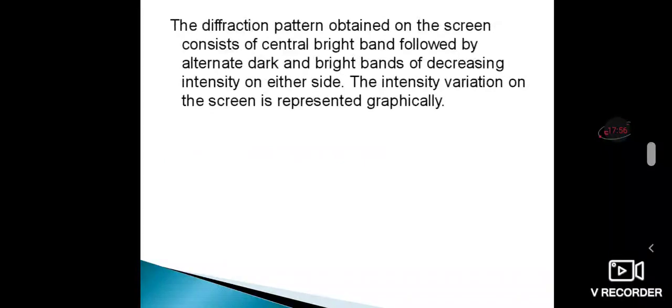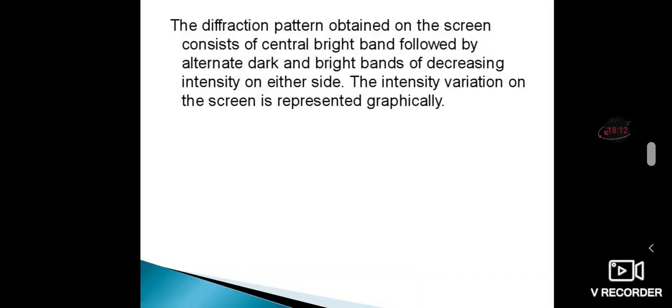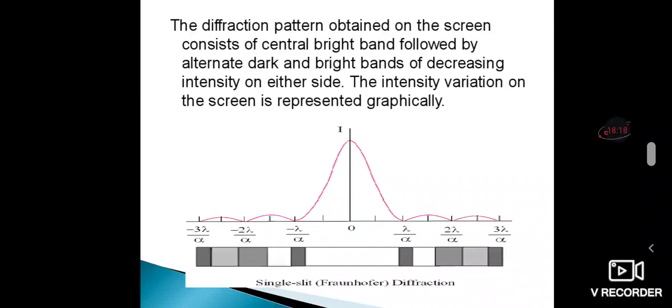Now this will be understood with the help of a graph. The diffraction pattern which is obtained on the screen consists of a central bright band followed by alternate dark and bright bands of decreasing intensity on either side. The intensity variation on the screen is represented graphically. So this is our graph. The middle one, that point O, that is I, the intensity. The middle one is the central maximum, that is the central bright band.